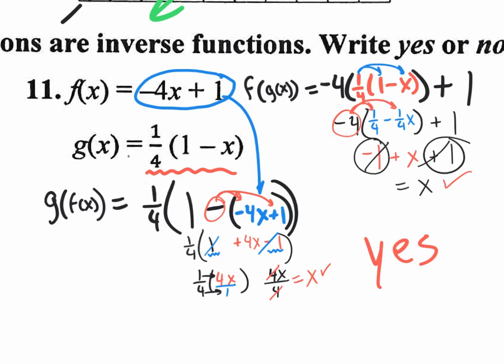Now, of course, sometimes when you plug your g of x into your f of x, on the very first one, you get something like 5x or you get like 4x. You could stop right there. They're not inverses. It has to be just x on both of them.